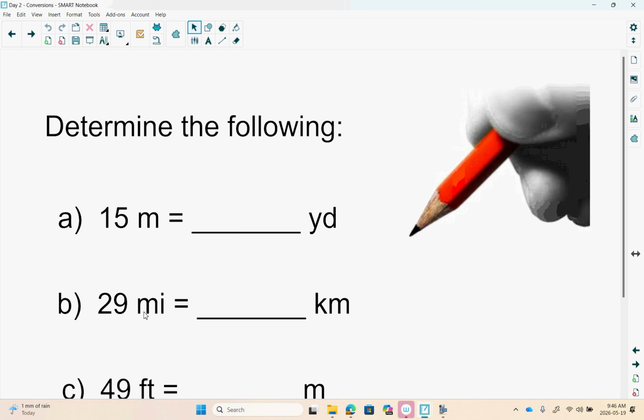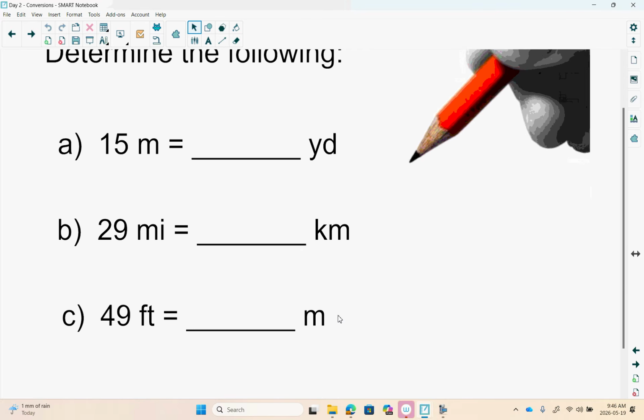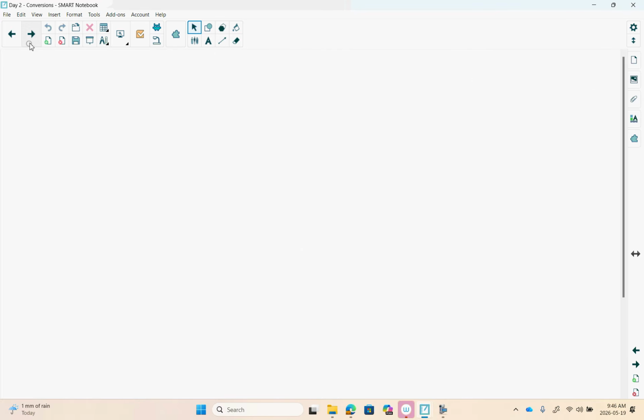The next one goes from the imperial system, miles to kilometers. So this is imperial to metric. And the last one is also imperial to metric. So here's the move.